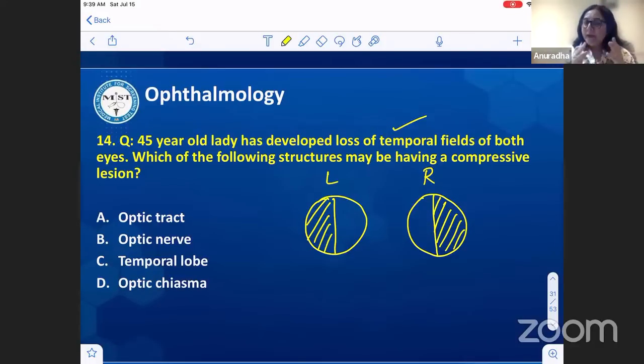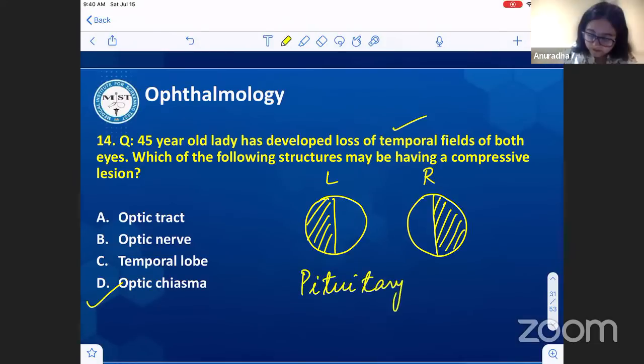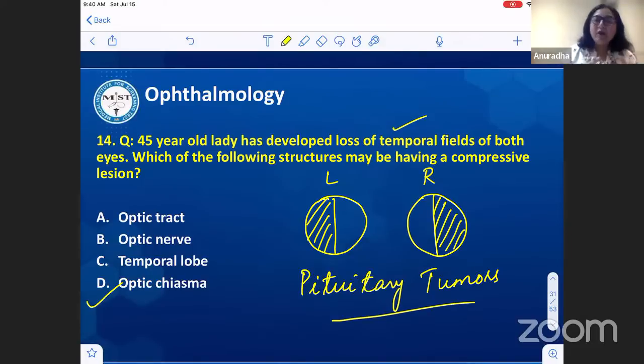Bitemporal hemianopia is due to a lesion in the optic chiasma, as we know. So this will be chiasmal compression. The answer is choice D, as you have told me. And what are the most common causes of chiasmal compression? Pituitary tumors. Pituitary tumors are the most common cause of compression of the optic chiasma leading to bitemporal hemianopia. So a question can be asked in any form: to identify the visual field defect, the site of the lesion, or the nature of the lesion. Pituitary adenoma and craniopharyngioma can be the common tumors which affect the chiasma.